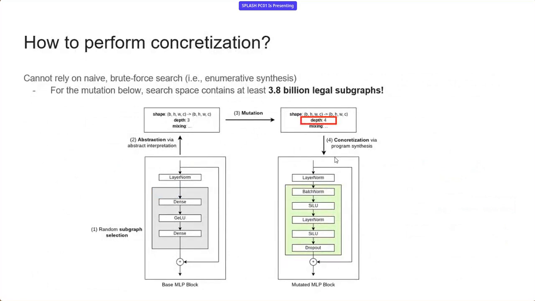Okay, so that's it for the abstractions, and obviously the next question is how do we concretize? So how do we invert the abstraction? And I want to emphasize that clearly enumeration is not going to work for us here because we have 1,800 operations in our DSL. Here we have a mutation that has depth 4, and so you need at least 4 elements. That's already 3.8 billion subgraphs to enumerate through, so we can't do that.